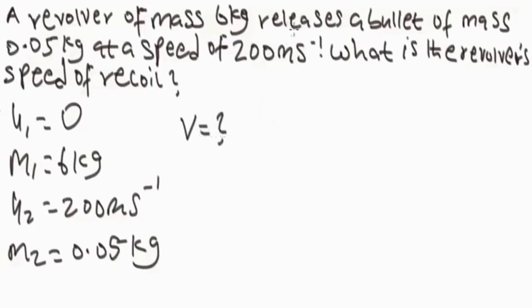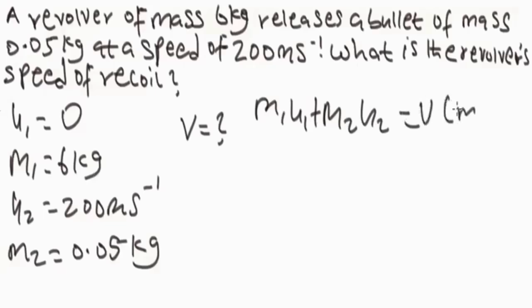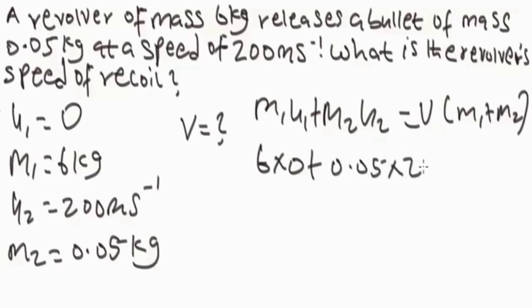Now we're going to apply, this is perfectly inelastic collision, m1 u1 plus m2 u2 equals v in bracket m1 plus m2. So when you substitute, we're going to have m1 is 6 times 0, plus m2 is 0.05 times u2 is 200, equals v in brackets.